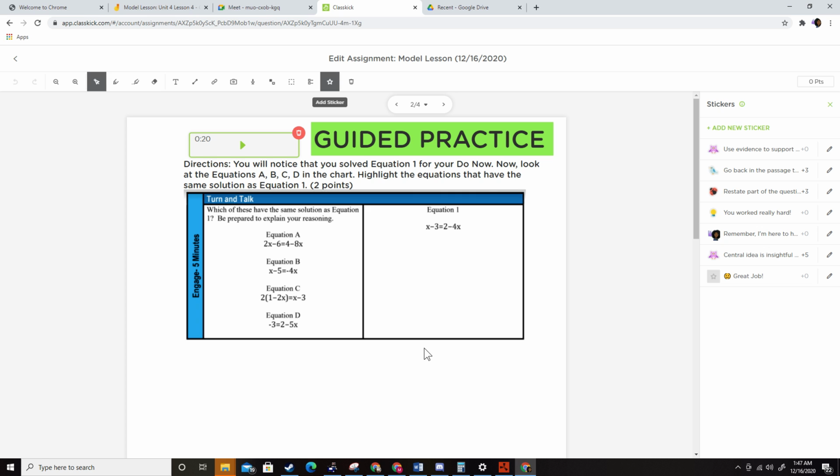Make sure that you go through, and if you need to highlight, go to the highlighting tool and highlight the equations that have the same solution as what we have over here for equation 1, okay? I will give you guys about 4 minutes for this. Remember, this is worth 2 points. Don't miss out on an easy 2 points, y'all. I will catch you in a few.